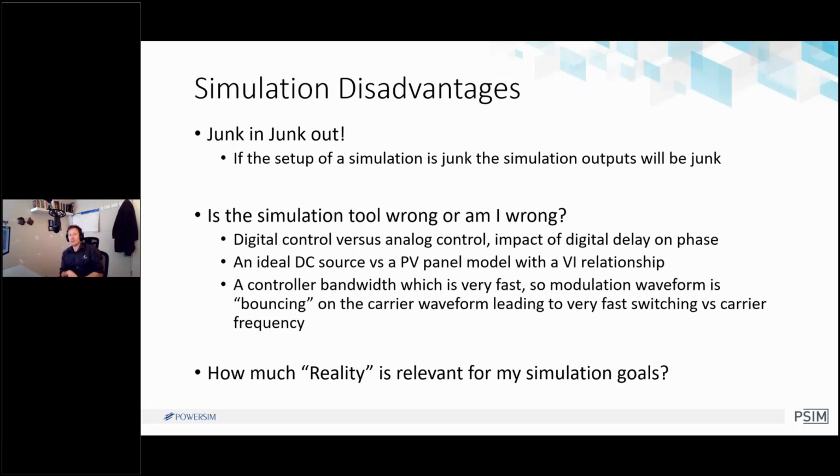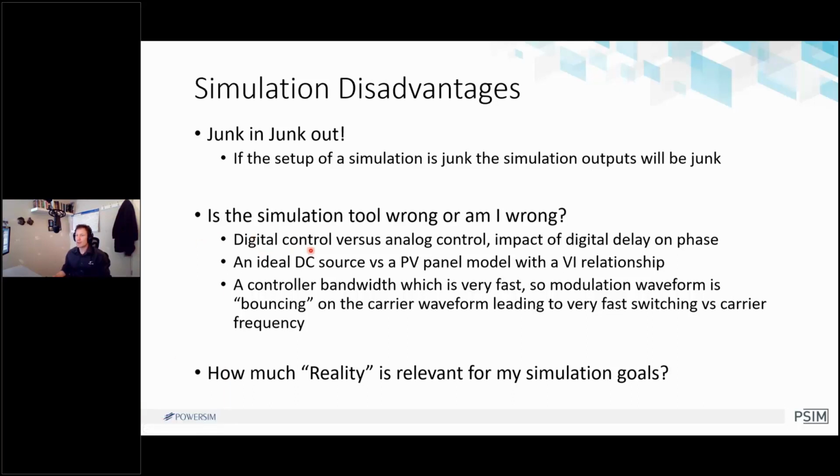Okay, so simulation disadvantages. Junk in equals junk out. If your simulation premise is flawed to begin with, then your simulation output is going to be flawed. If you do a poor job of setting up a simulation, then you're going to get bad results. In my opinion, there are three things. I'll get to those in a second, but I've got three highlight things here that I'm talking about. Let me pull up my laser pointer.